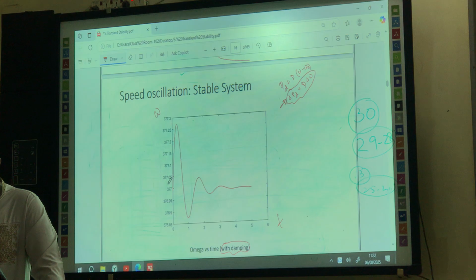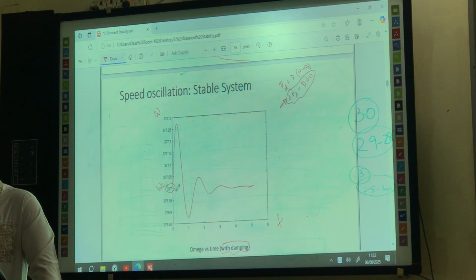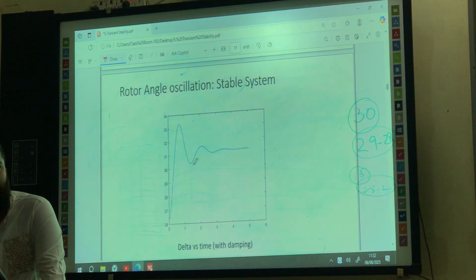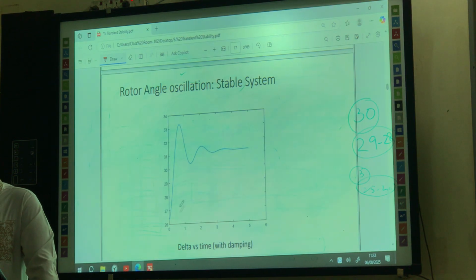Okay. It is starting from 377. So after few cycles, what is the final value? This is omega 377, right? And what will be the case for delta versus time? It will start from this, this is our delta naught. Okay. This is the delta naught.